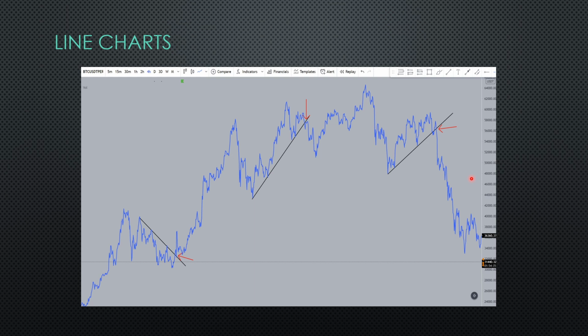I personally use only line charts to sometimes take a look at the big picture and identify clear trend breaks, as seen on this example. You can see a clear downtrend over here, with touch, touch, touch, a break of the trend line, retest, after which the price moves up.